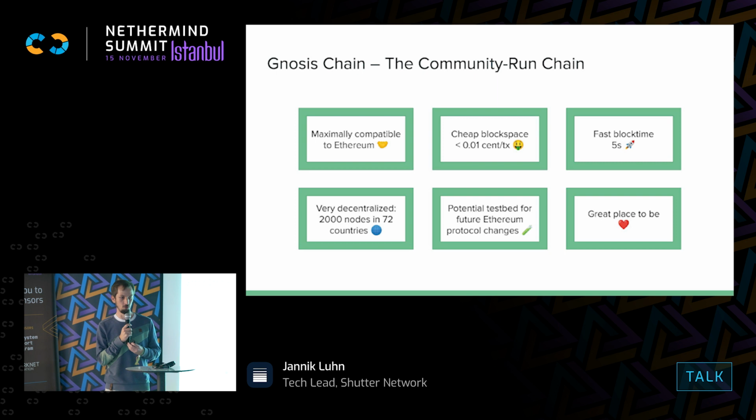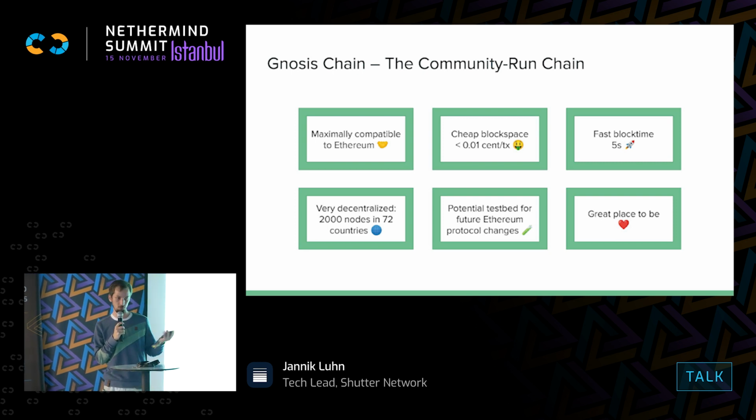Different from Ethereum, it's much cheaper to use. A typical transaction costs less than 0.01 cents. And it's also a little bit faster, so the block time is 5 seconds instead of 12 on Ethereum. This does not come at a great cost of decentralization. Gnosis Chain is very decentralized. It has about 2,000 nodes typically in 75 countries, which is one metric you can use to measure decentralization.